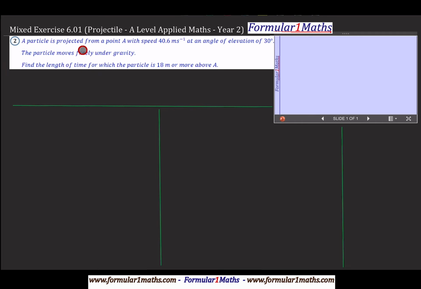Question 2. A particle is projected from a point A with speed 40.6 meters per second at an angle of elevation of 30 degrees.